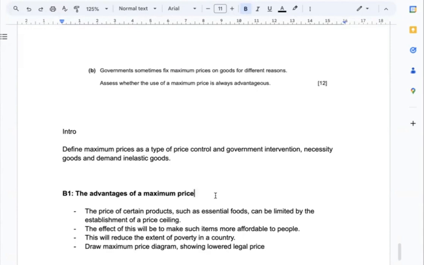And maybe I can use real world examples like the price of medicines, necessity medicines like Tylenol, that are way cheaper than the other medicines.